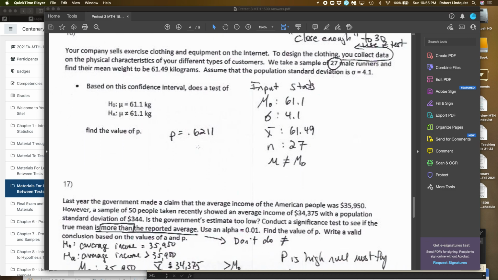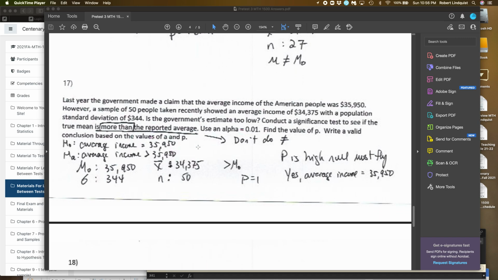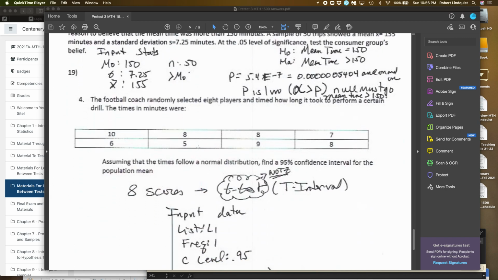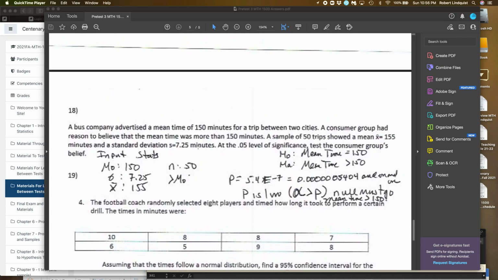Okay, number 17. Last year, the government made a claim. You know what? I only have 17 and 18 to go. I'm going to do those in the next video.